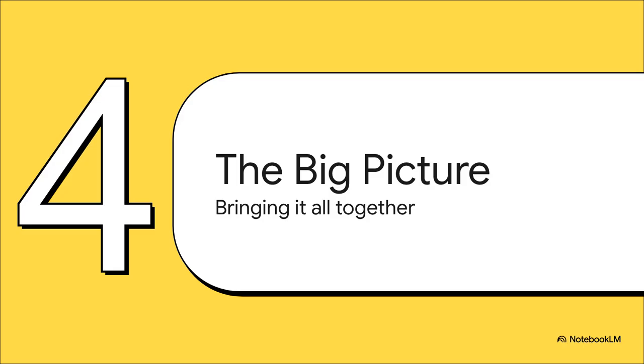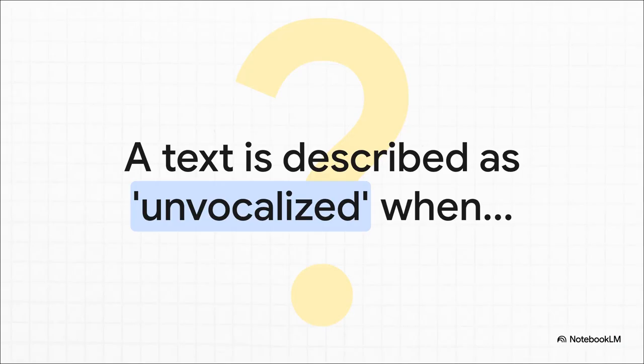Wow, okay. We've gone through short vowels, long vowels, some new words, and the shadda. So now let's zoom out a bit and look at the big picture. See how this all fits together when you're actually reading. So here's a really important idea. You're going to hear the term unvocalized a lot when you're dealing with Arabic texts. What in the world does that mean? Just take a look at the options here.